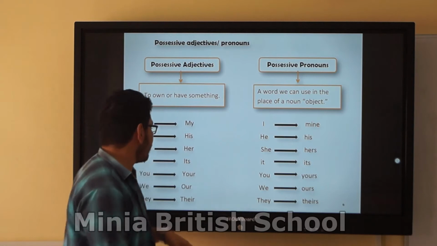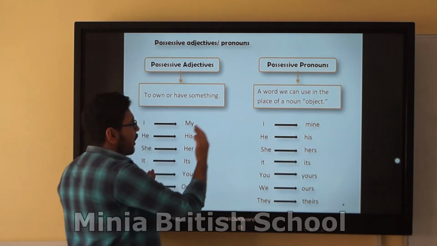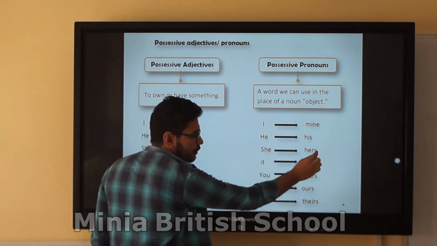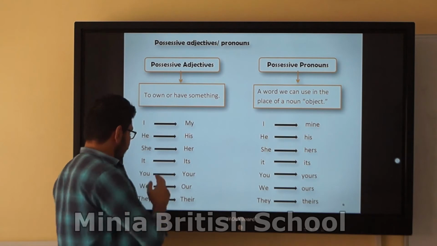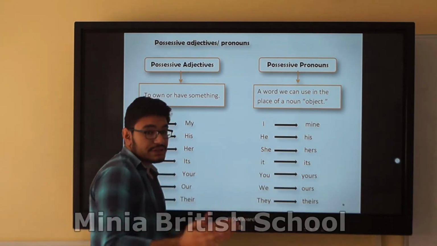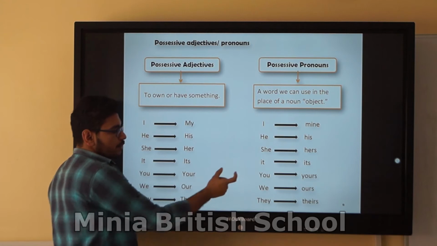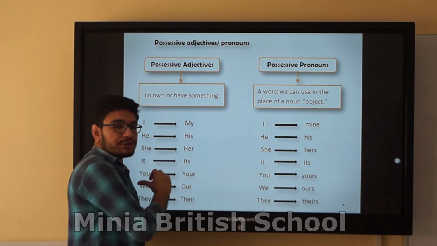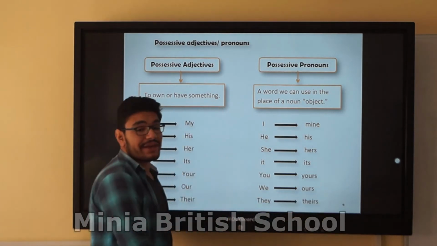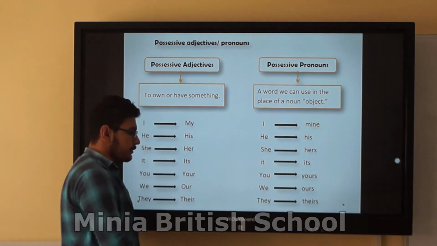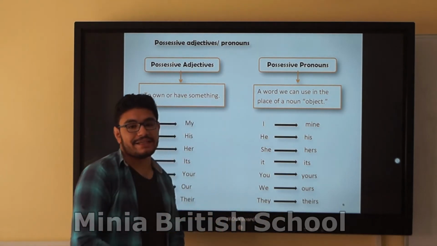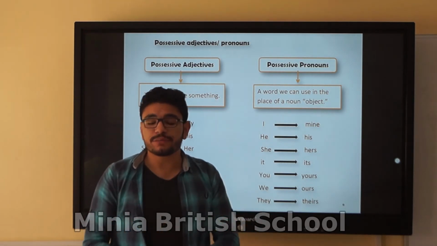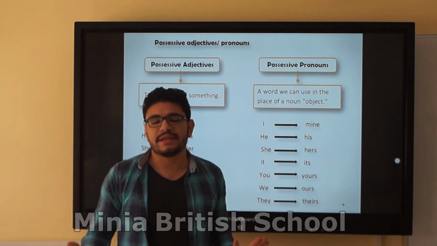Here, if you can see, we have the same possessive adjectives, but we add s, like she, her, she, hers. Possessive pronoun. Its, they are the same. You, yours. Possessive pronoun. We, ours. We add s. They, their. They, theirs. We add s. So what's the difference between possessive pronouns and possessive adjectives? After possessive pronouns, we don't have to add a noun.